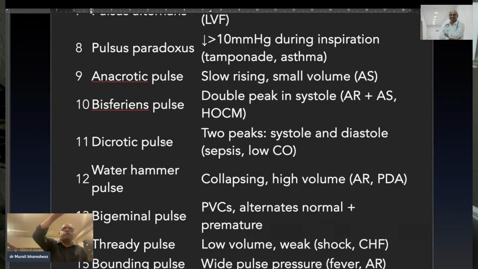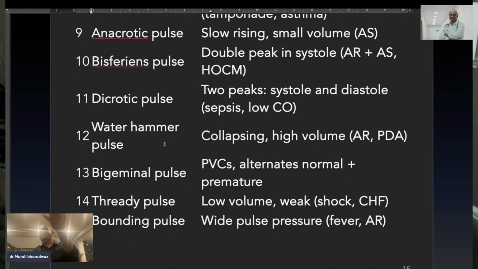What is anacrotic pulse? Typically, there is a dicrotic notch in the normal pulse, but in aortic stenosis, it is absent. So a slow rising, small volume, anacrotic pulse is the feature of aortic stenosis. What is bisferiens pulse? Double peak in systole. It can happen with AR plus AS or HOCM.